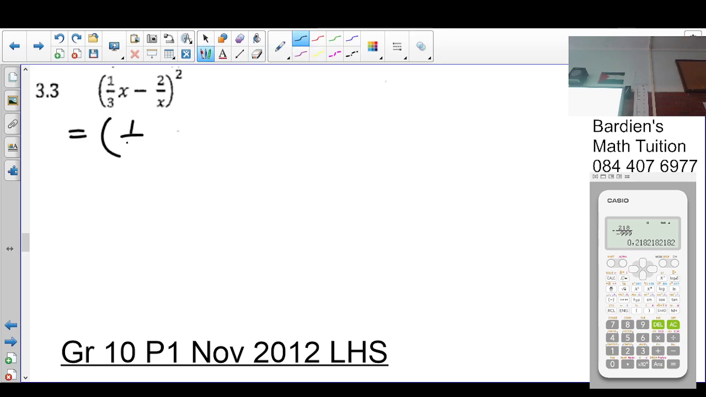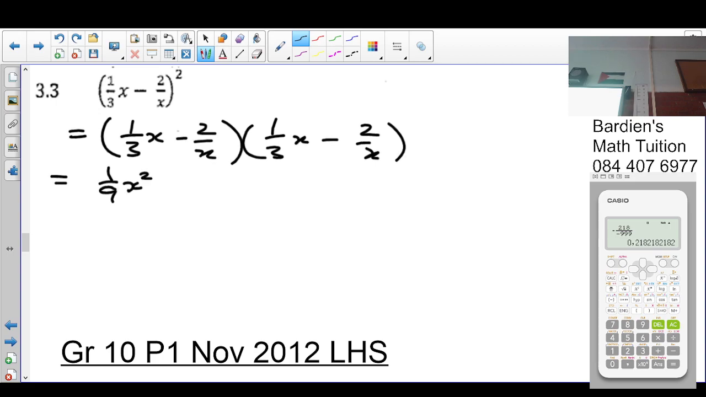So it can be written as 1 over 3x minus 2 over x. Right. So tell me what you write in your next line. Correct? Yes. Minus 2 over 3x squared.